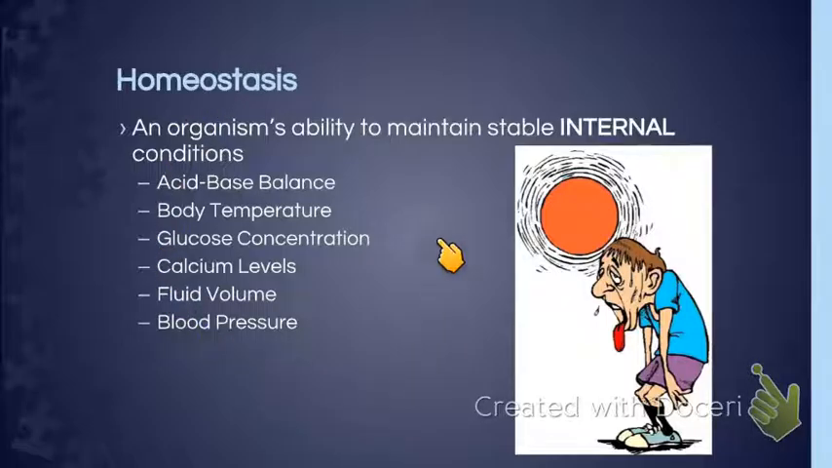Homeostasis is our next characteristic of life. Homeostasis is an organism's ability to maintain a stable internal condition or environment. Examples of homeostasis are acid-base balance and body temperature. So in humans, we maintain our body temperature by sweating if we're hot or by shivering if we're cold. Other examples are glucose concentration, calcium levels, fluid volume, and blood pressure.